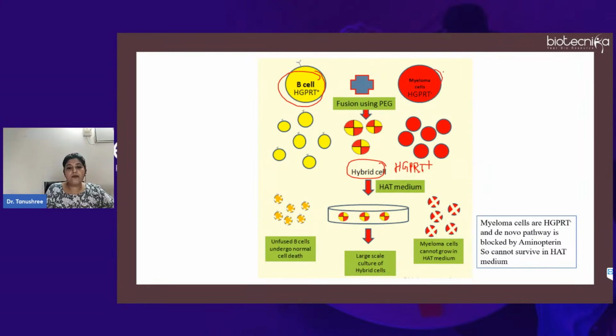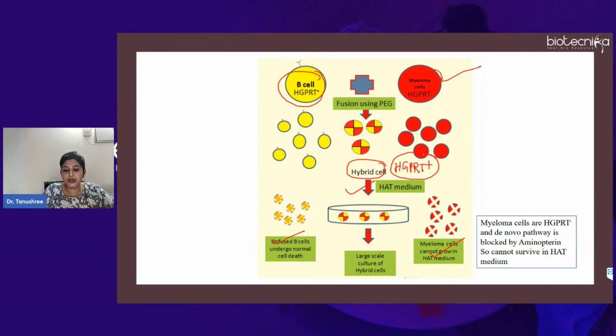And what characteristic of myeloma cells are we using? That they are immortal, right? So what will happen? Unfused B cells undergo normal cell death, right? They will not survive for a long period of time. Myeloma cells can survive, but in HAT medium they will not grow because aminopterin will block the de novo DNA synthesis pathway. So only hybrid cells will survive because they are both immortal as well as HGPRT positive. So this entire process was not required.